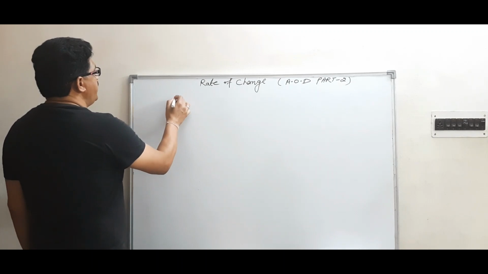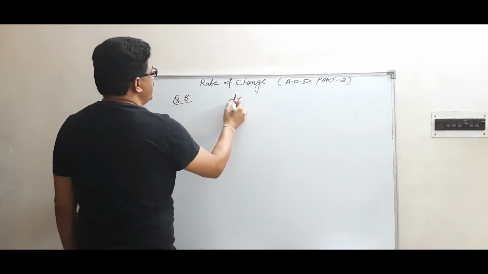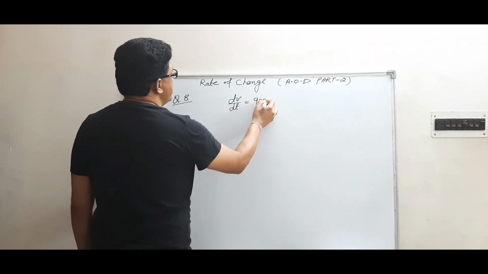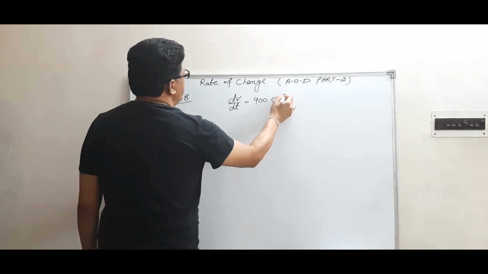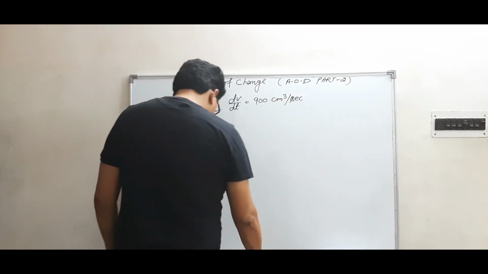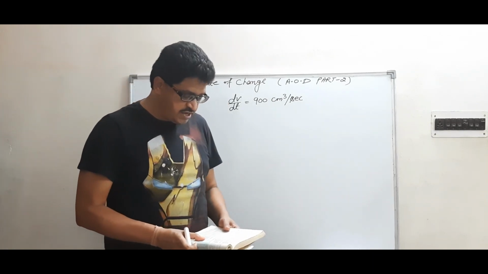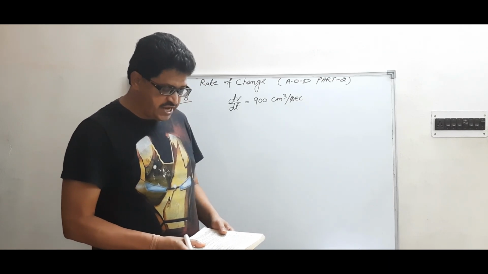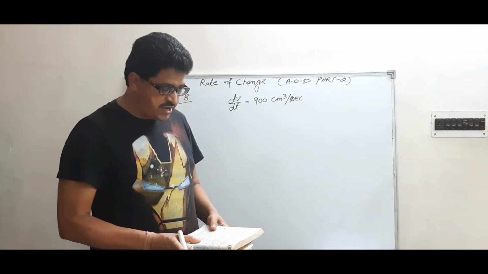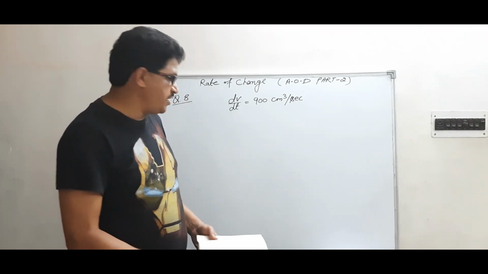Question number 8. dV upon dt is given 900 centimeter cube per second. It is given that by pumping in 900 cubic centimeter of gas per second, find the rate at which radius of the balloon increases when the radius is 15 centimeter.